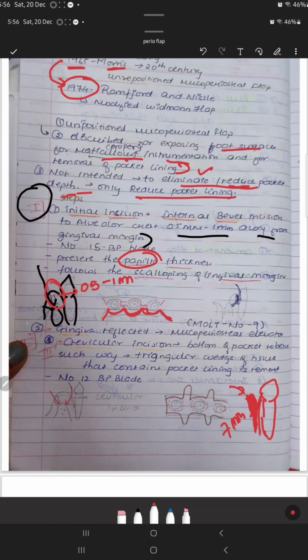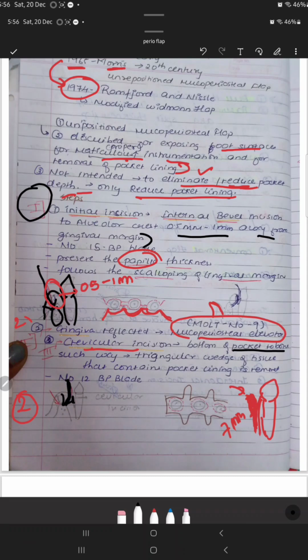After this, the second step is that the gingiva is reflected. So first we will give the internal bevel incision, then the gingiva is reflected using Molt's number 9 mucoperiosteal elevator. This is the gingiva that is reflected. After that, the second incision and the third step, that is the crevicular incision. It is given at the bottom of the pocket to the bone. This crevicular incision is given in this direction along the sulcus. This is the gingival sulcus.